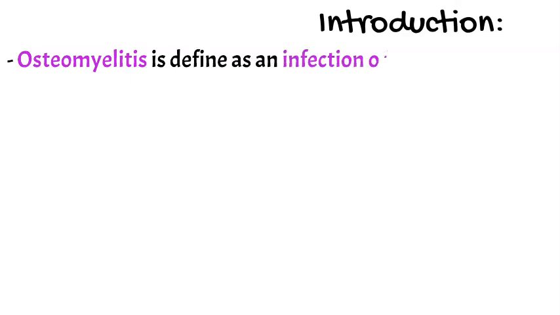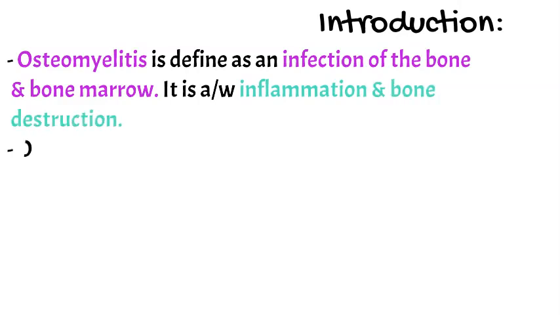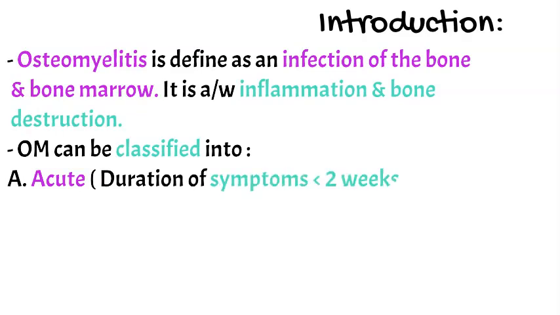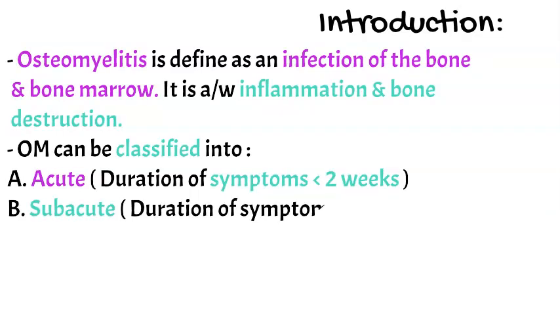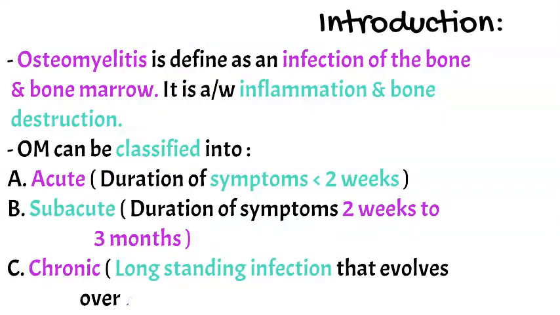As an introduction, osteomyelitis is defined as an infection of the bone and bone marrow. It is associated with inflammation and bone destruction. Osteomyelitis can be classified into A. Acute, whereby the duration of symptoms is less than 2 weeks. B. Subacute, the duration of symptoms 2 weeks to 3 months. C. Chronic osteomyelitis, a long-standing infection that evolves over months to years.